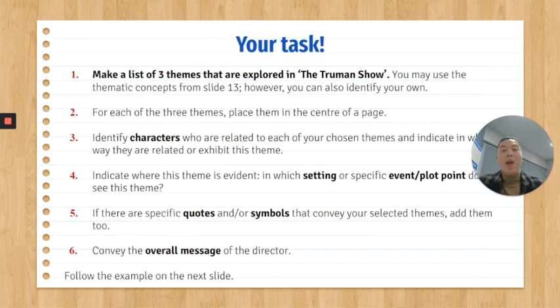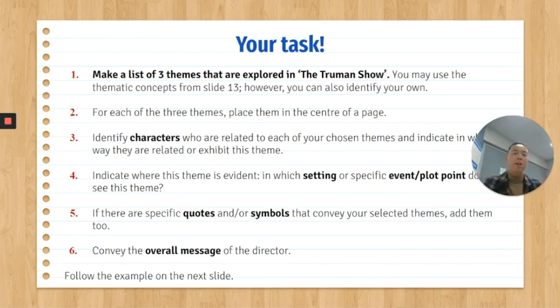Secondly, for each of these themes, I want you to place them in the center of an A4 page. So you can get a blank piece of A4 paper out, or you can get your English workbooks out, and you can write in the center of your page your chosen theme.